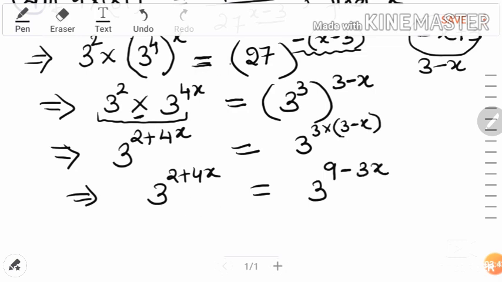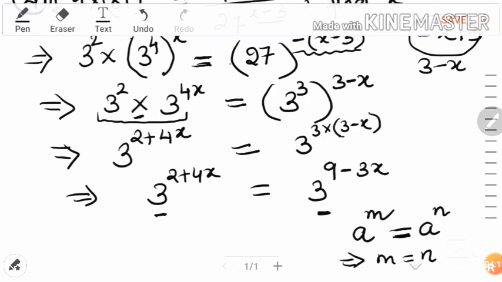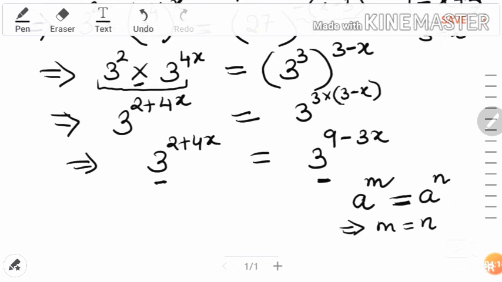Now we have reduced the given equation to one term on the left side and one term on the right side, and also the base numbers are equal. So if you have a to the power m equal to a to the power n, this implies that m should be equal to n. Then only the equality of this equation holds true. So if the base is same, their exponents have to be same. So this implies now 2 plus 4x equal to 9 minus 3x.